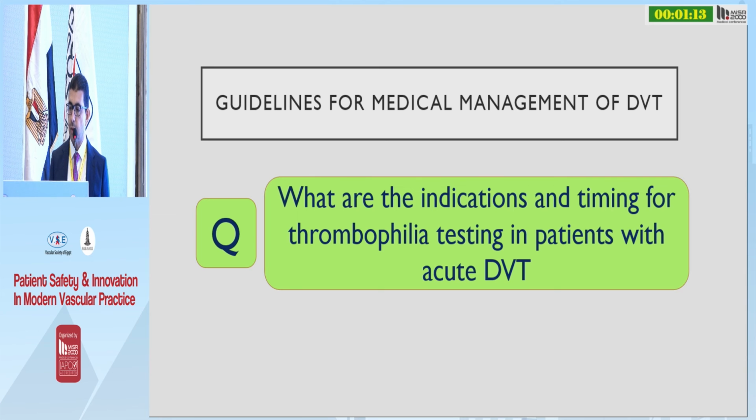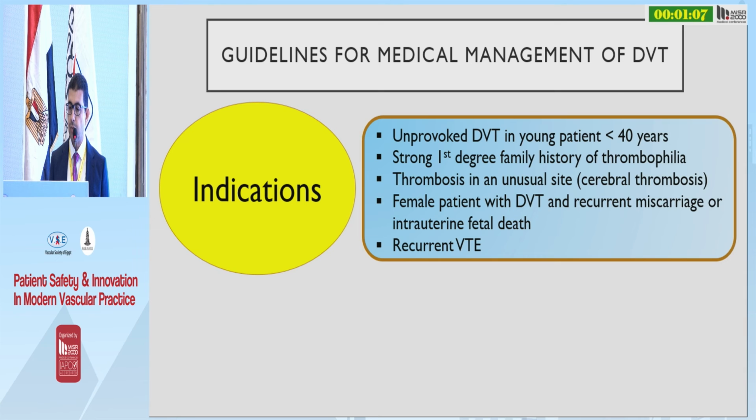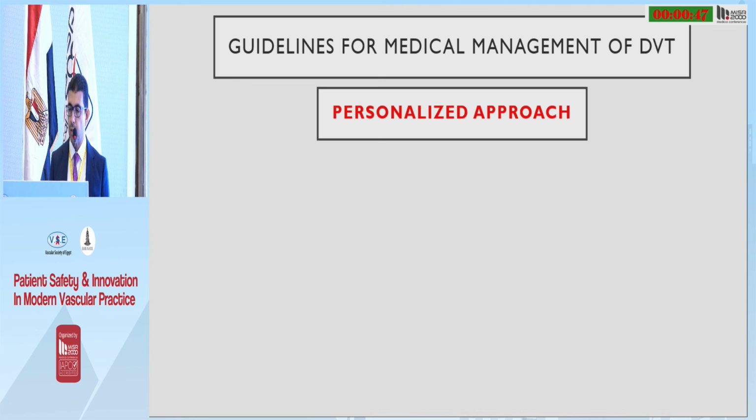What are the indications for thrombophilia testing in patients with acute DVT? Not all patients need thrombophilia testing, only unprovoked DVT in young patients less than 40 years, strong family history, thrombosis in unusual site, female patients with DVT and recurrent miscarriages or recurrent VTE. The testing is not done in the acute phase and is done after receiving the anticoagulation, 2 weeks after the vitamin K antagonist and 3 days after the DOACs.